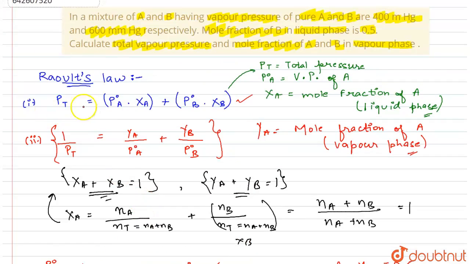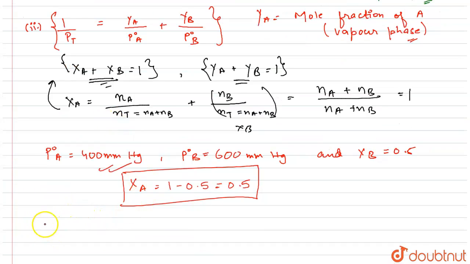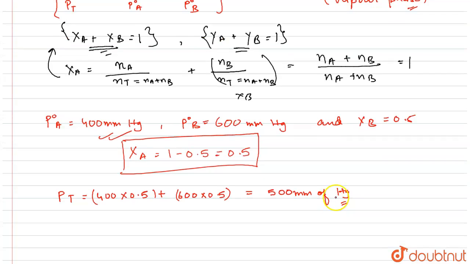Now using the first formula we can calculate the total vapor pressure of the mixture. Using formula number 1, total vapor pressure is equal to P naught A XA plus P naught B XB. Putting in the values, this is 400 multiplied by 0.5 plus 600 multiplied by 0.5. The total vapor pressure that I get as my answer is 500 mm of Hg. So this is my answer number 1 that has been asked in the question.